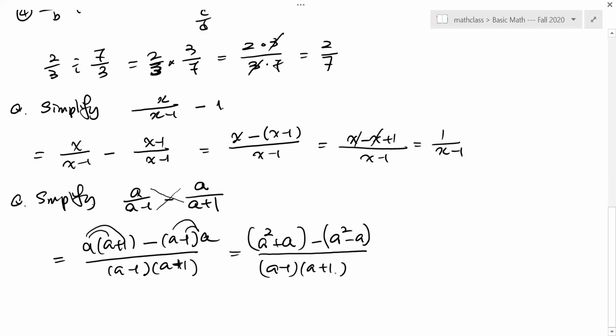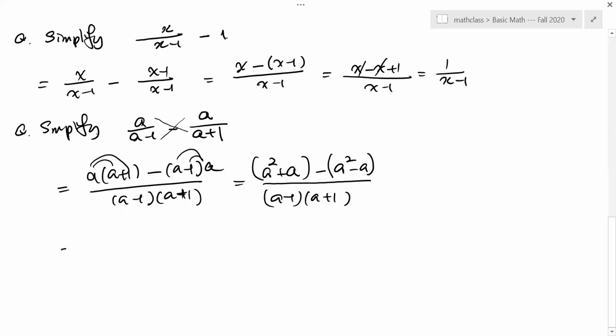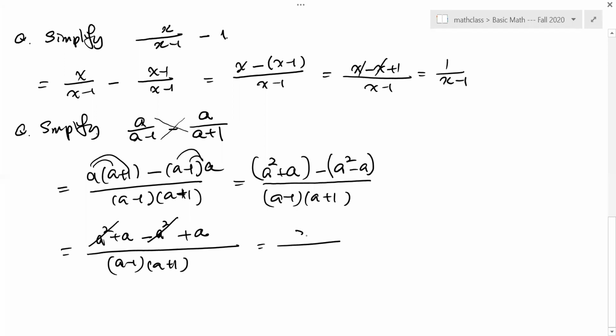Now when you do the homework, you have to show all the necessary steps. And then you remove the parentheses. So a squared plus a minus a squared plus a. The a squared cancels out. Then you get 2a over a minus 1 times a plus 1. That's it. You don't need to multiply that out. The numerator looks fine to me, as does the denominator.